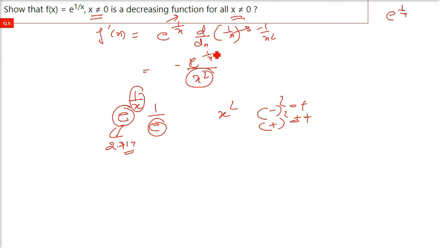When everything is positive, what does it mean? The numerator and denominator are both positive in any case, but there is a negative outside. So the result will always be negative. If you say f dash x, it is always negative, so it will always be decreasing. Any function which in any case comes out negative is decreasing throughout.